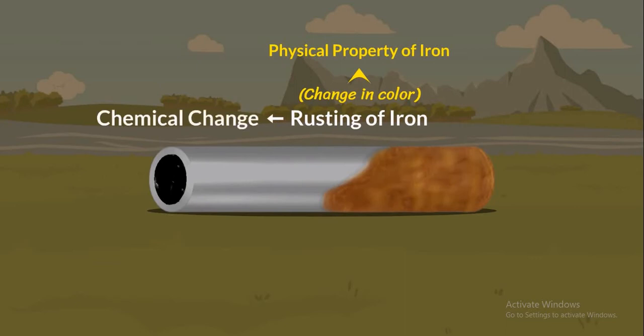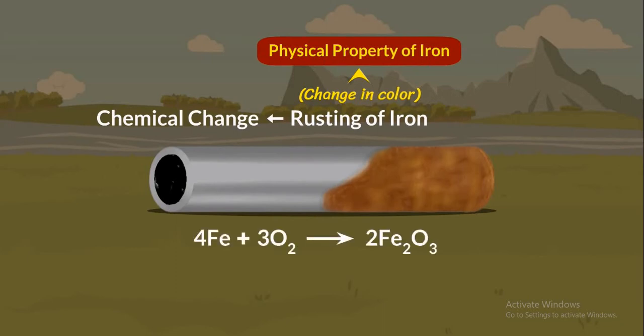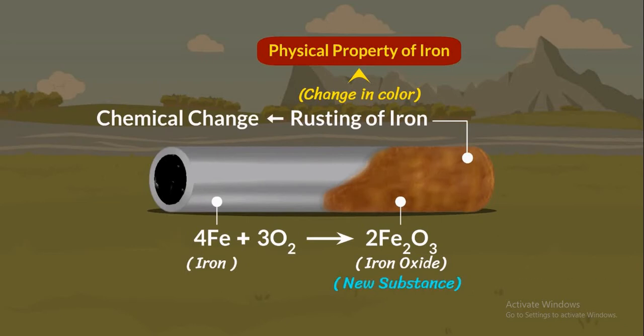The reason is that in addition to change in physical properties, we can also observe a change in chemical composition. That is, iron is turned into iron oxide. Here, iron lost its identity and got a new identity, that is, iron oxide. It is clearly a new substance.